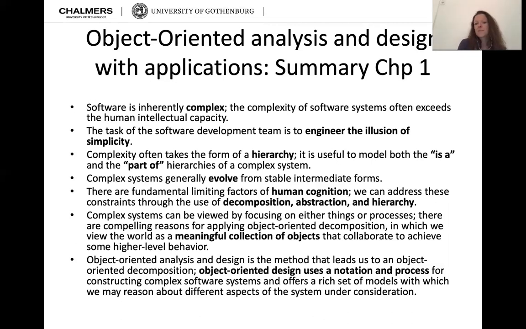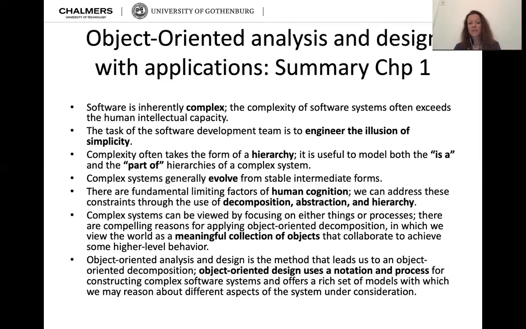Furthermore, complex systems can be viewed by focusing either on things or on processes. So I can look at the objects that are part of it, or I can look at the process flow of the steps they have to go through. And there are compelling reasons for applying object-oriented decomposition instead of algorithmic, which is more the process way. And in the object-oriented decomposition, we view the world as a meaningful collection of objects that collaborate to achieve some high-level behavior.